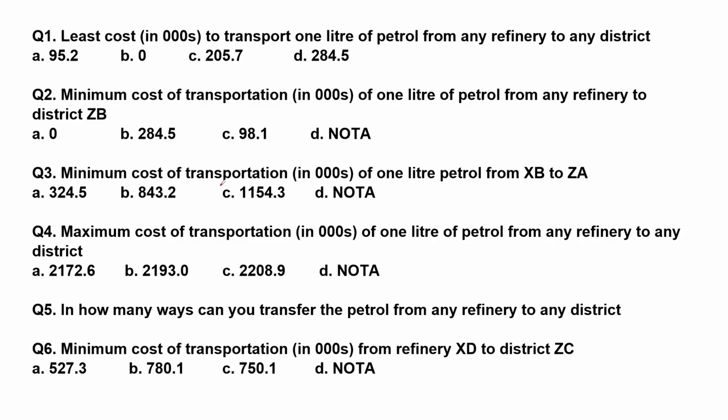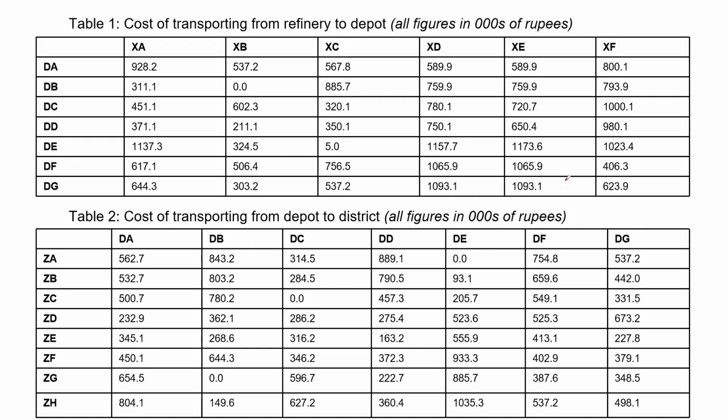Okay, so the next question asks you the minimum cost of transportation in thousands of 1 liter of petrol from XB to ZA. Now, in this question, your starting refinery is also fixed and your destination is also fixed. So you have to start from XB and you have to go to ZA. So starting is also fixed. From XB, it will go to some depot, which I don't know as of now. And from that depot, it will go to district ZA. So let's have a look.